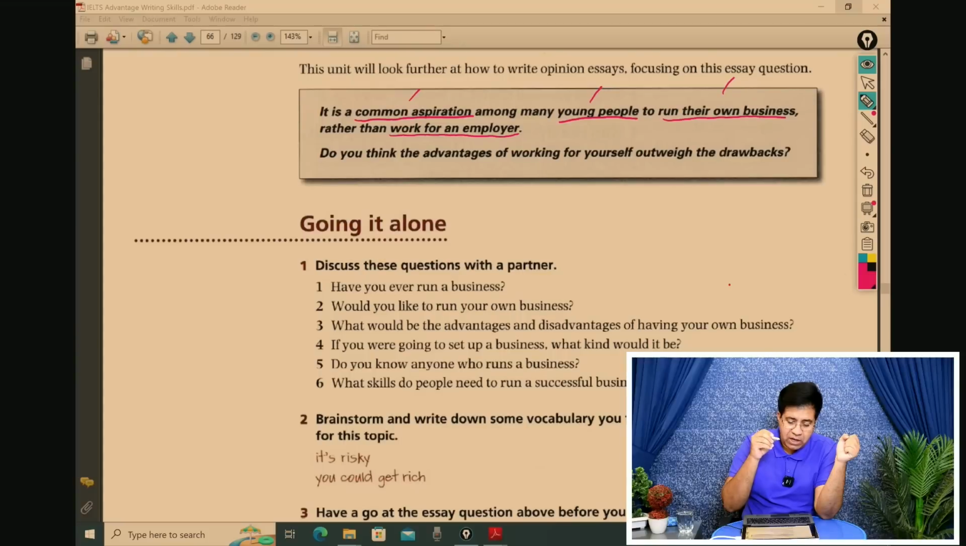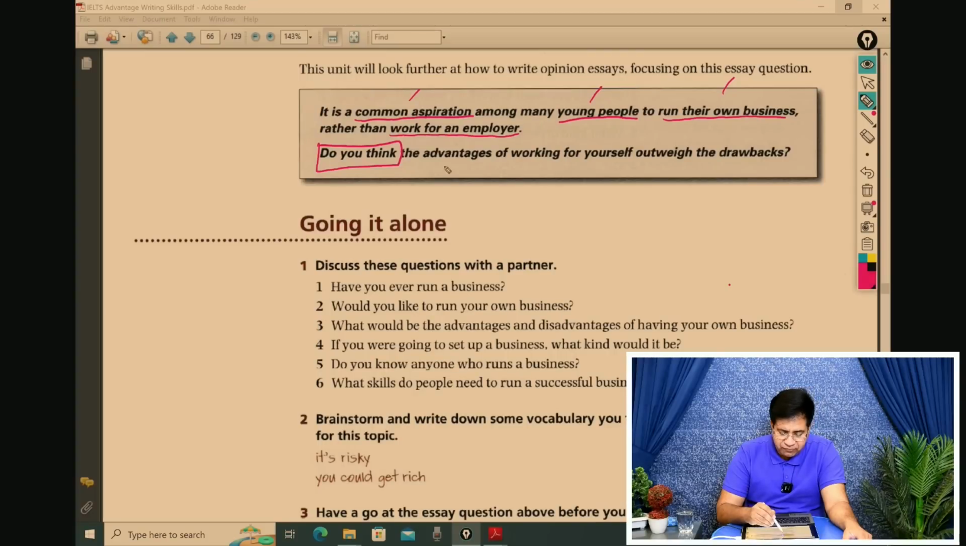Whenever they say do you think, do you believe, do you agree, do you disagree, how far do you agree, to what extent do you agree, it means it is an opinion essay, and in response to that, you should write an opinion essay.